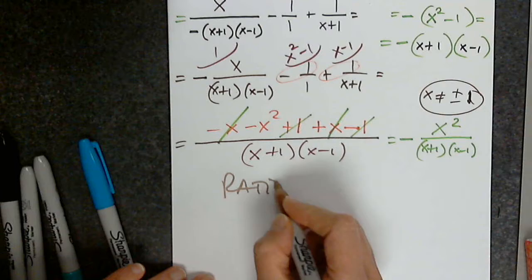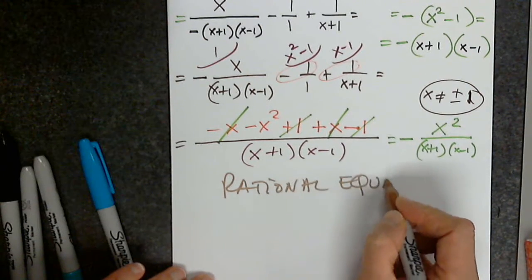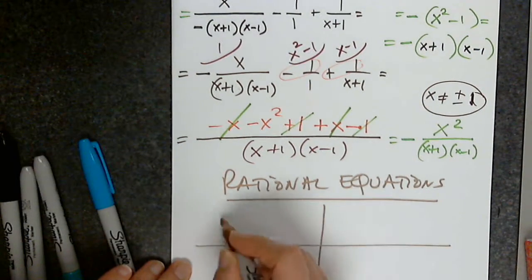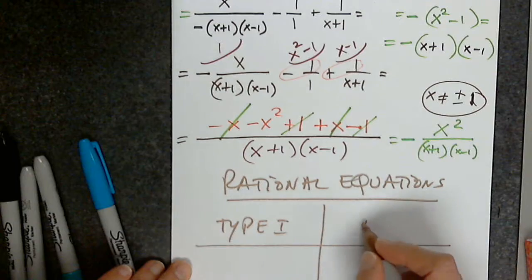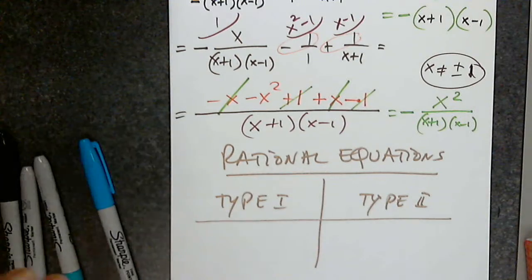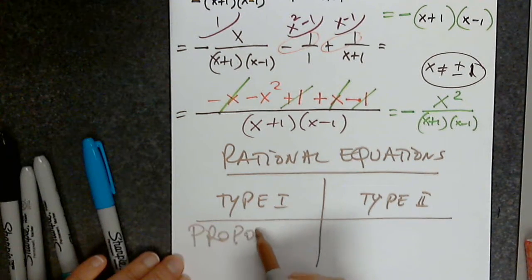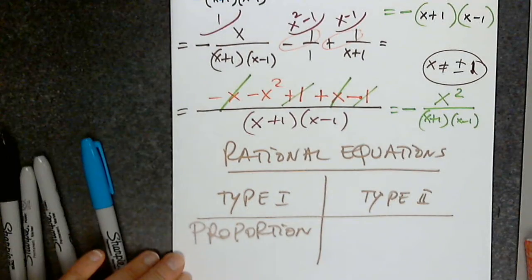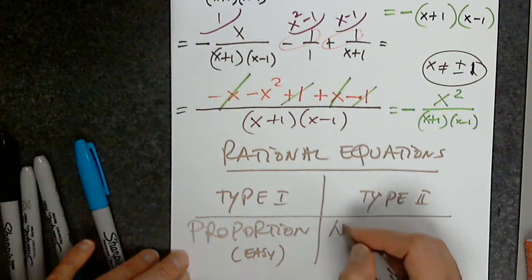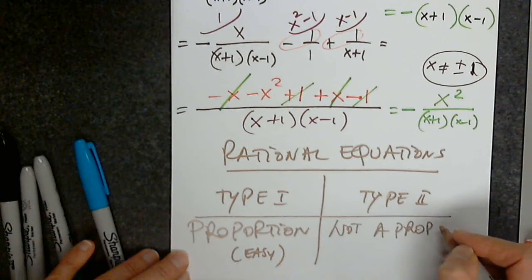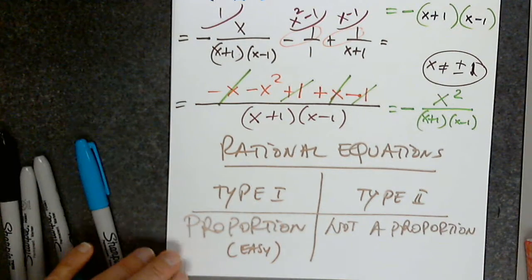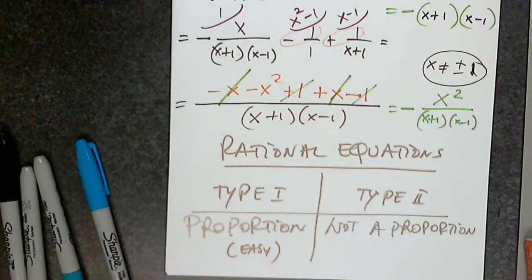Rational equations. We're going to look at two different types. Type 1 and type 2. Nobody calls them type 1 and type 2. I just want you to remember there are two types. One is a proportion. I'll put in parentheses, easy. The other one is not a proportion. Not easy. Let's start with the easy one.